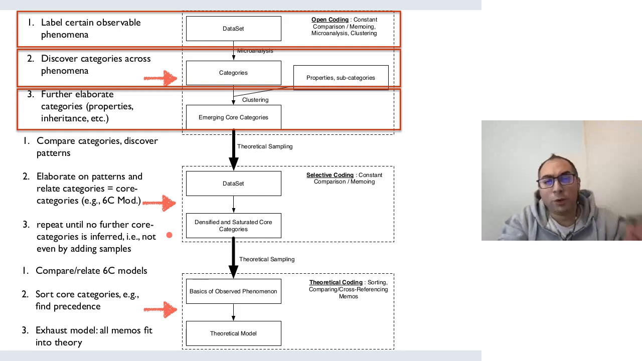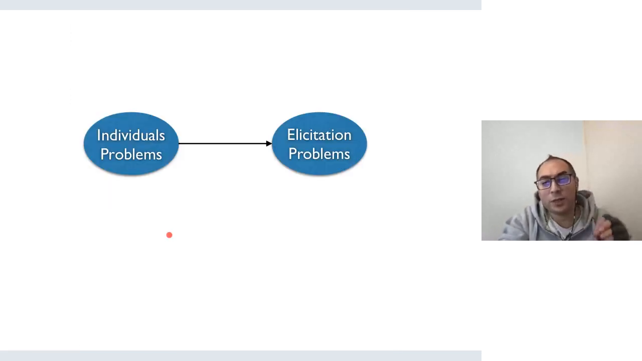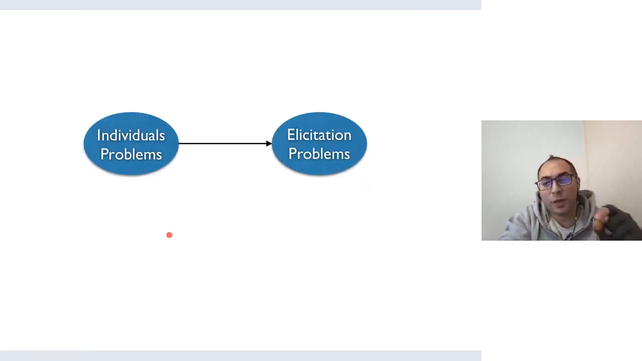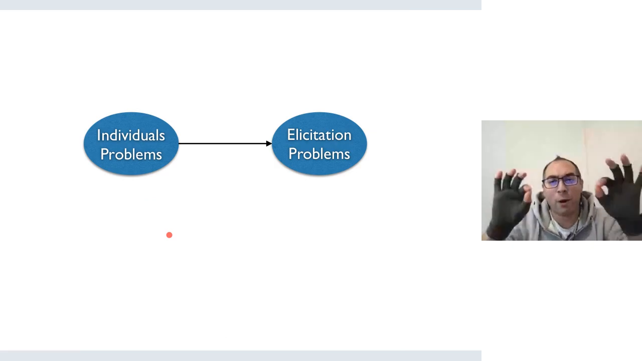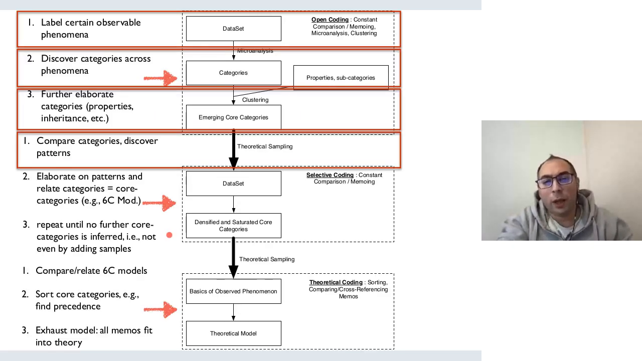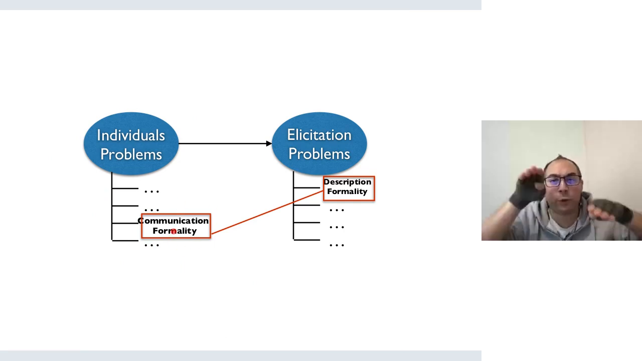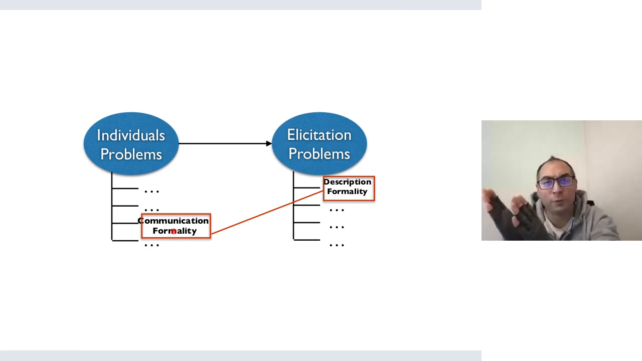Let's move forward. You elaborate further on these categories. Let's take individual problems and elicitation problems. I relate these two. I know I have found instances of these two. Can I do more on that? Yes, I can. I can find further codes that describe these categories. So for example, communication has evidence of different levels of formality. Different people will be speaking with different registers.